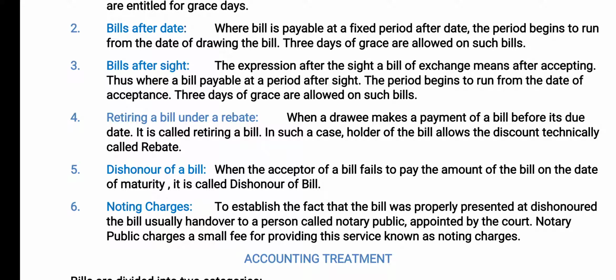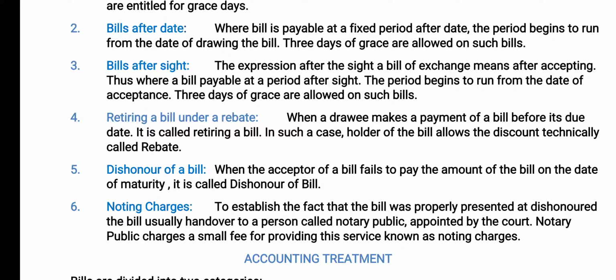Dishonor of bill. When the acceptor of a bill fails to pay the amount of the bill on the date of maturity, it is called dishonor of bill. So, when the acceptor is not able to make the payment, then the bill becomes dishonored.